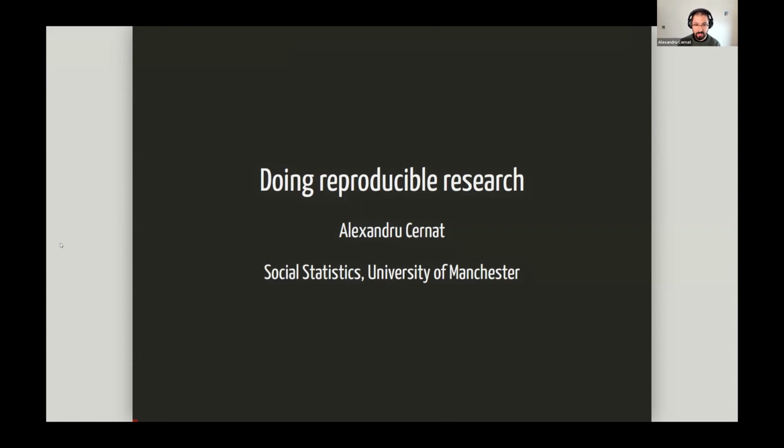And then towards the end, I'm going to talk about more technical solutions to this problem, talking about dynamic documents and version controls and things like that. So we'll cover quite a lot. You can think of this as an introduction, and at the end I also have some references if you want to go and learn more.